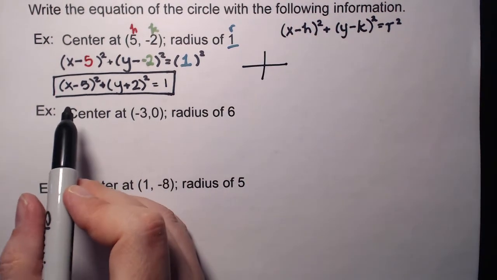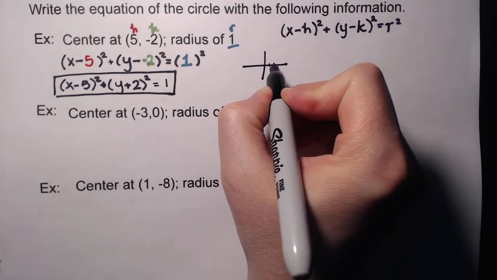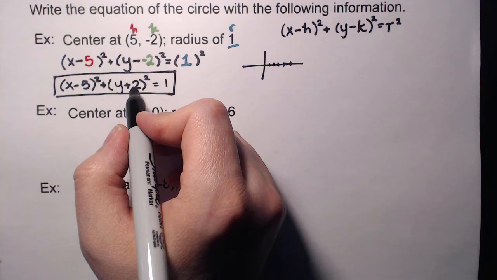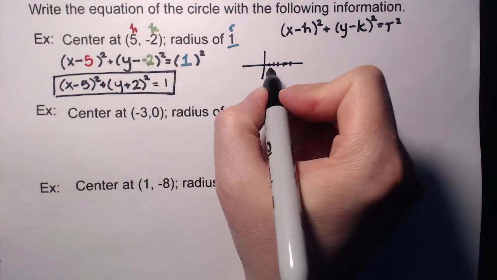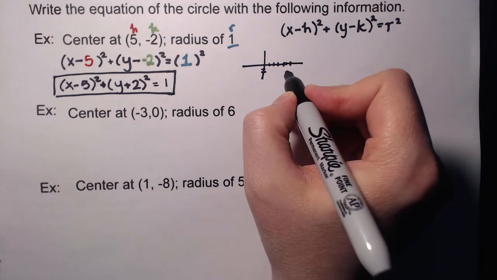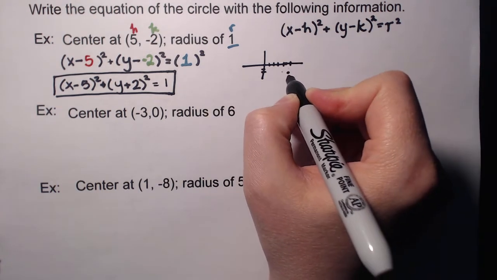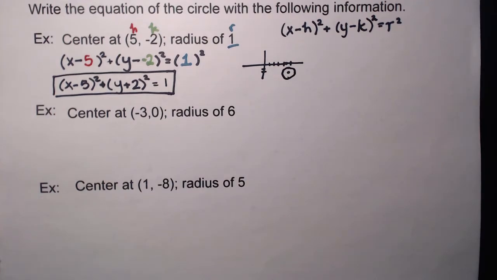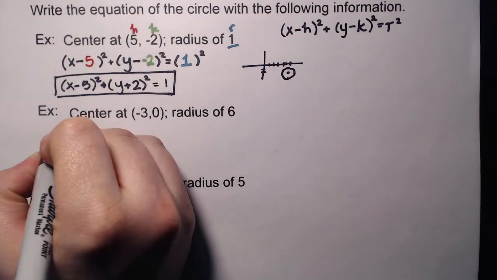And then I could even graph this. So 1, 2, 3, 4, right 5, and down 2, 1, 2. And then it has a radius of 1. So keep in mind that I'm not drawing to scale here, but that's essentially what it's going to look like. Okay, let's do it again.